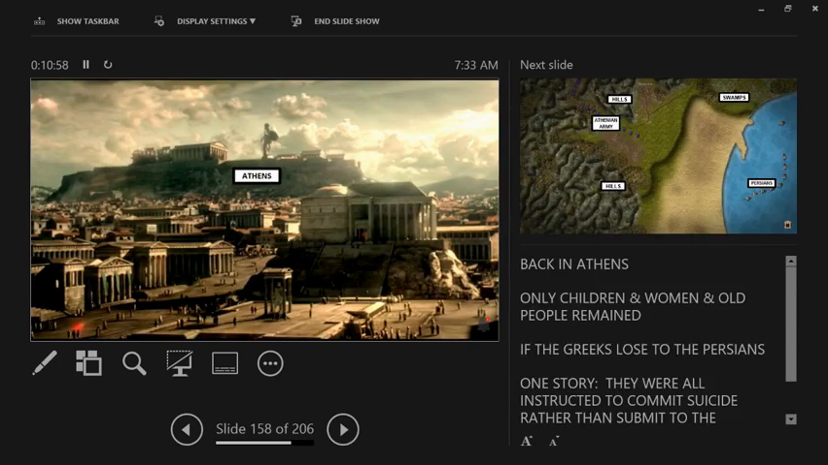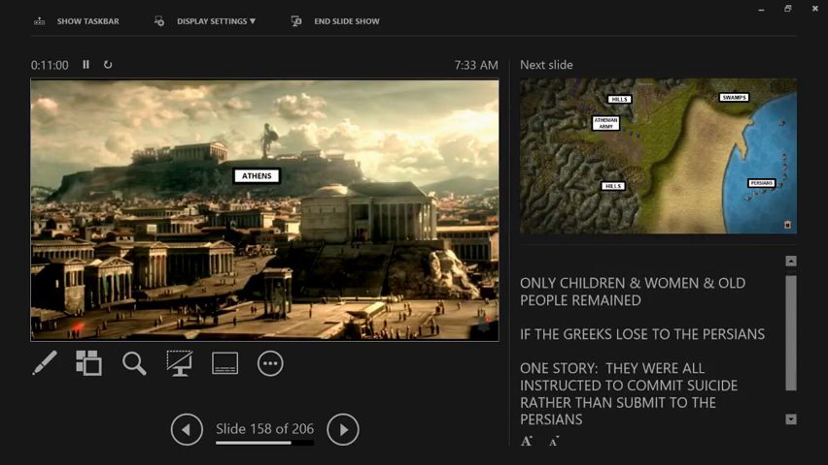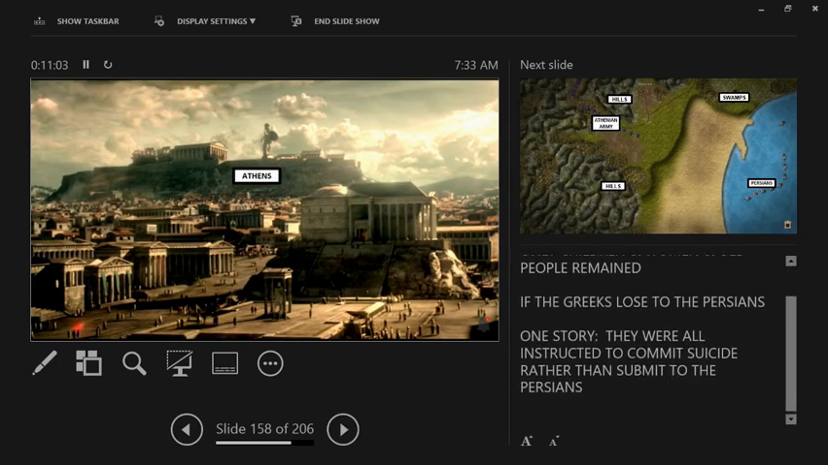All right, back in Athens, only the women and children and old people remain. And if the Greeks lose to the Persians, then the Persians will enslave the women and children, and probably kill the old people. And so they are all instructed to commit suicide rather than submit to the Persians if the Persians win, because all the men are away at battle, and if they are defeated, then they're all dead. There'll be nobody there to defend the women and children.